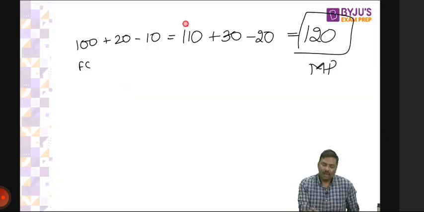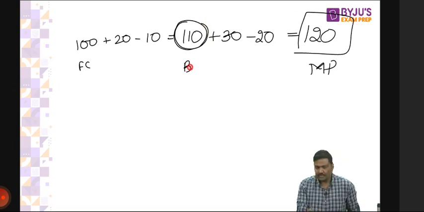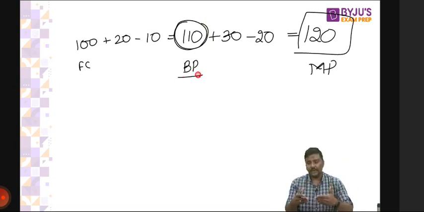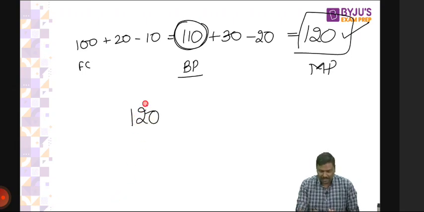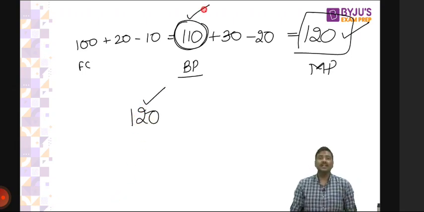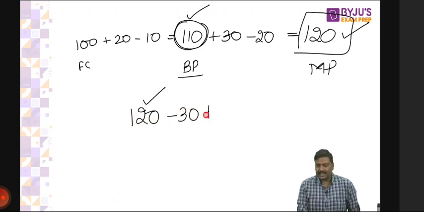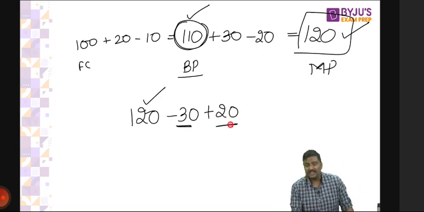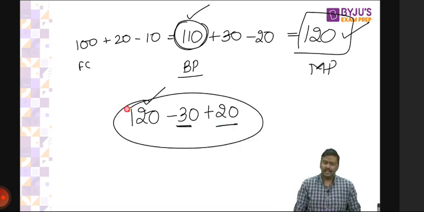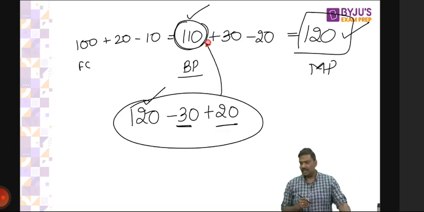Looking at the formula, what is the basic price here? 110. What is the formula telling you? The customer has paid 120. How do I use it to calculate basic prices? Minus any taxes, that is product taxes, plus product subsidies. Calculate. How much value will you get? You will get basic prices. Now, any problem with all of this?